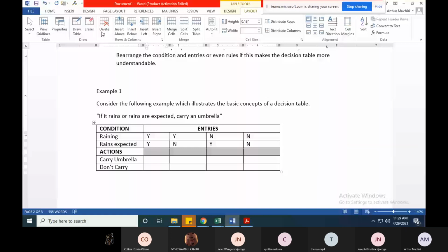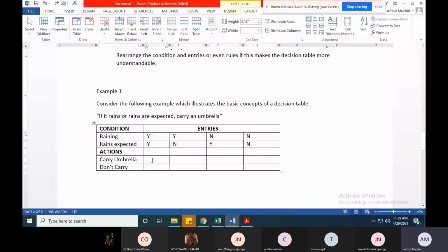So no, undo. So this one for the actions: are you going to carry an umbrella on this day? Because on this day it's going to rain, and also on this day the rains are expected. Are you going to carry an umbrella on this day? So yes, you will carry an umbrella. So you're going to put an X.